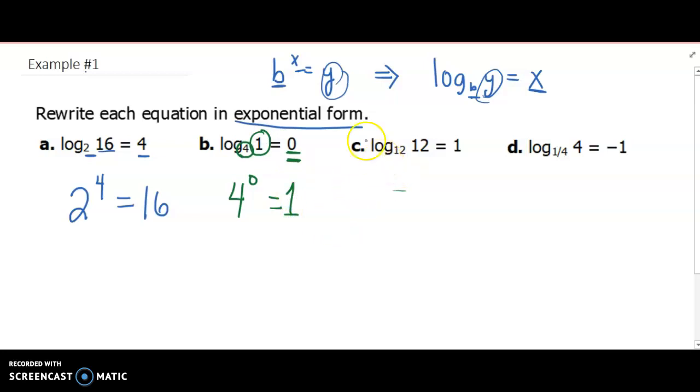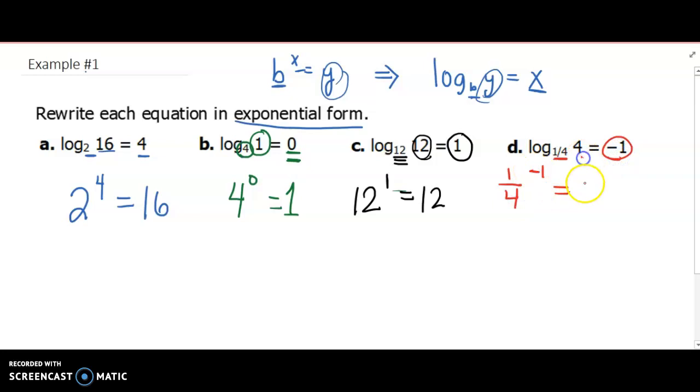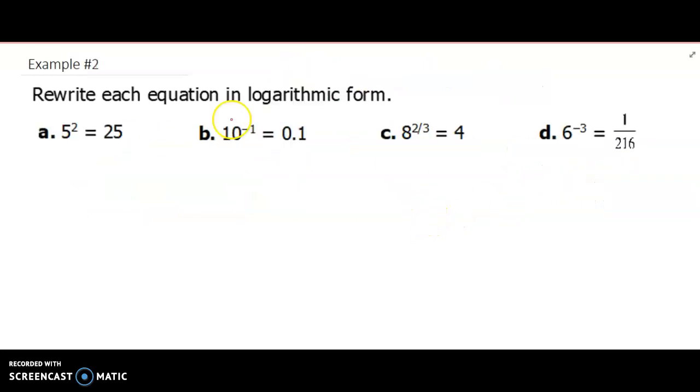Let's look at C. My base is the same. My exponent is what it equals, and then what it equals is right there. One more, let's look at D. 1/4 is my base. My exponent is over here. What that equals is right here. It's that easy.